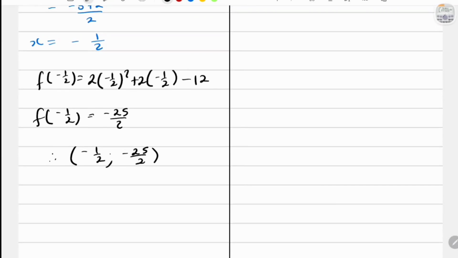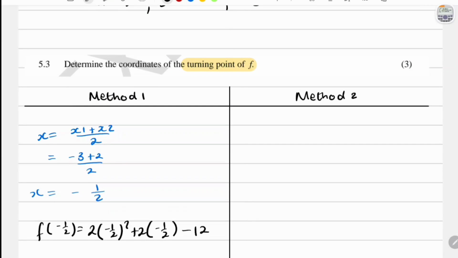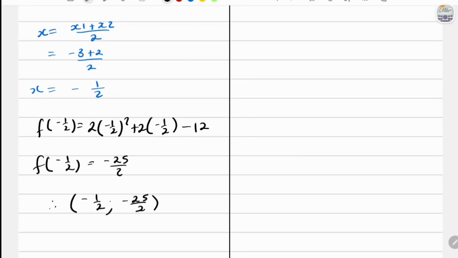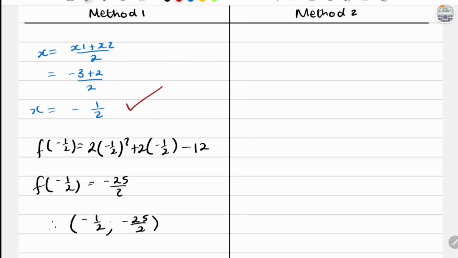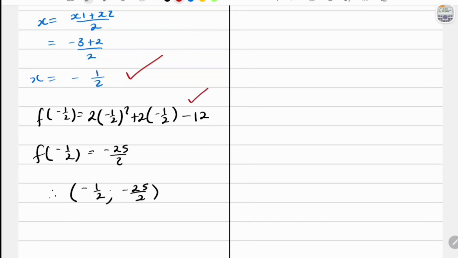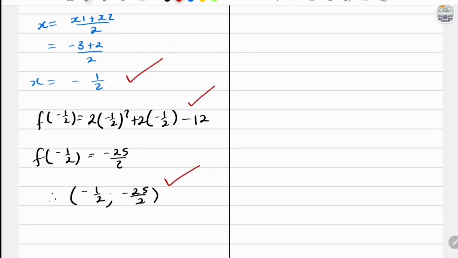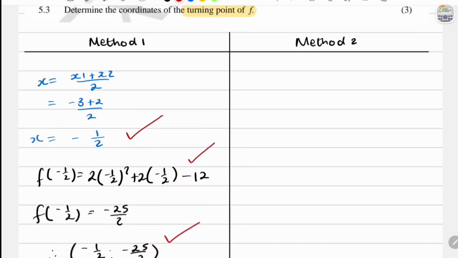Okay, so remember, that's just method one. That's just one way of finding the x value of the turning point. You would still get your mark because you would get a mark for finding that x value, for substituting, and getting your final answer. So it'll still be 3 marks.